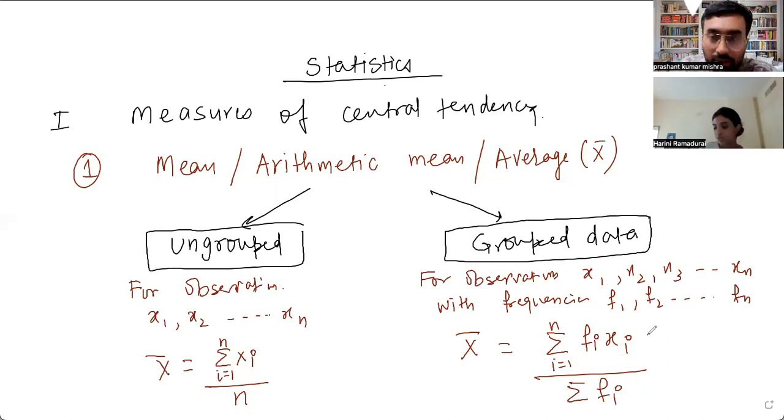This is the direct mean method. Then I will tell you the assumed mean method and then one more. Okay, till here it's fine.